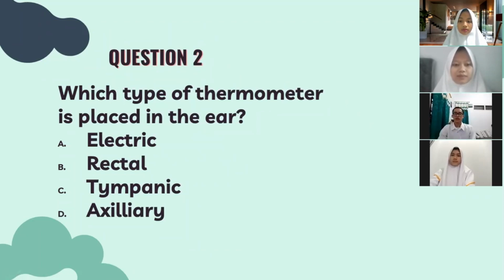And question number 2. Which type of thermometer is placed in the ear? The correct answer is tympanic. Why? Because the tympanic type thermometer is attached to the ear. Electric thermometer has a sensor that will detect our body temperature through the skin of our forehead or of our hands. Rectal thermometer is used in the rectum, and the armpit thermometer is used inside the armpit.